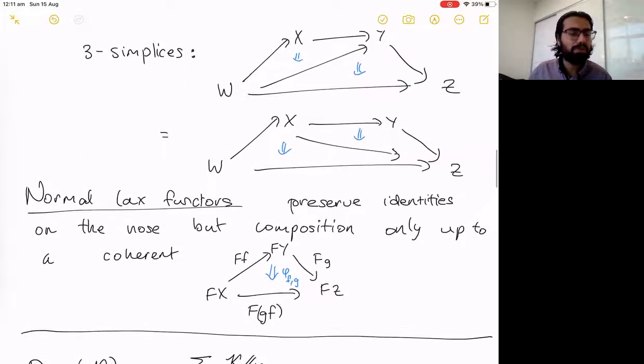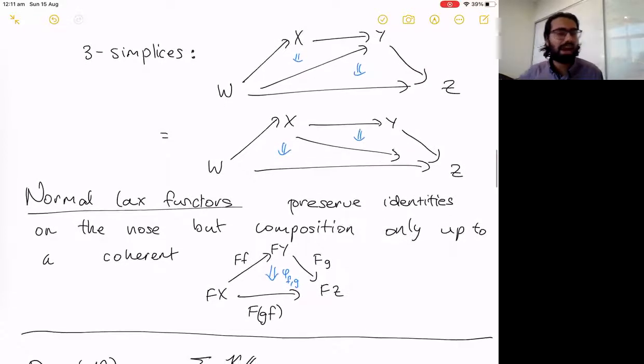And the maps that we want to consider between our two categories aren't the usual two functors, but rather they're normal lax functors. And so these are like two functors, except they only preserve composition up to some coherent non-invertible 2 cell as depicted in this picture. So these are precisely the morphisms of simplicial sets between the nerves of two categories.